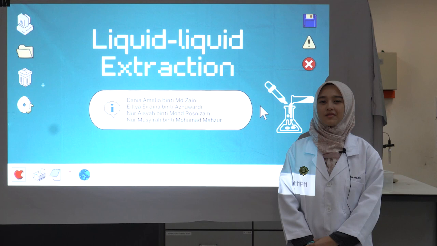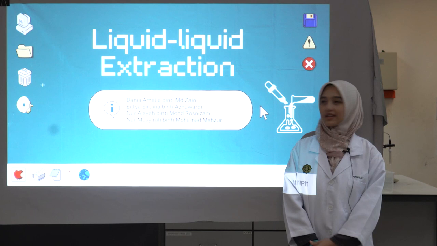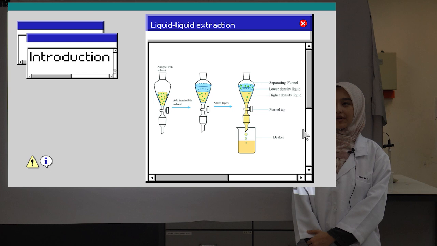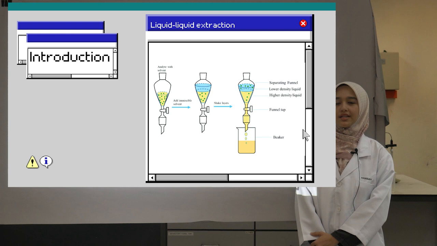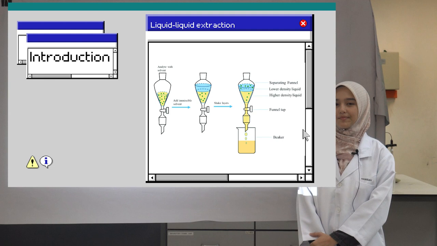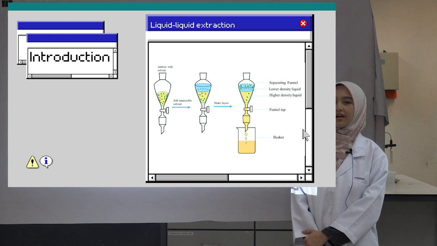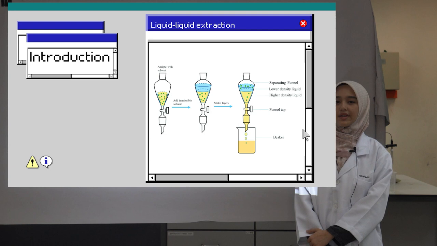Today, our group will talk about liquid-liquid extraction. In general, liquid-liquid extraction is a process to separate organic compounds from an aqueous solution. In this experiment, we did extraction of acid, base, and neutral. The process involves shaking an aqueous solution with water-immiscible organic solvents, then allowing it to form layers.